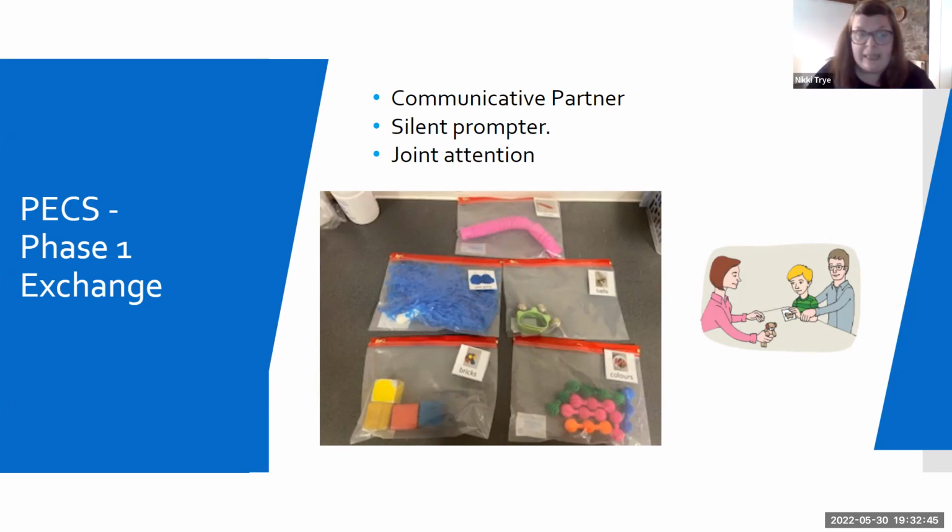The only thing I would say about phase 1 is that when we get to the stage where we like to introduce a photograph, it will go on front of the pot or the bag, whatever you're using.